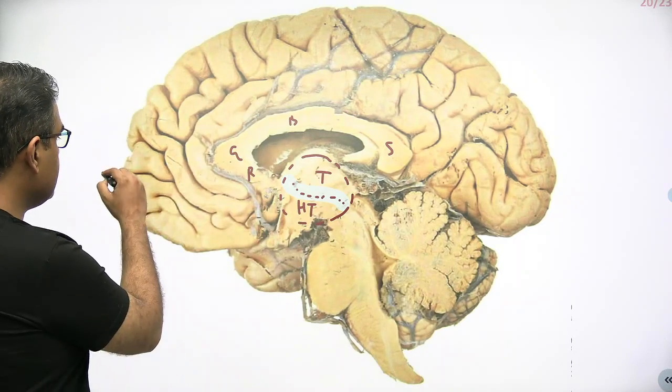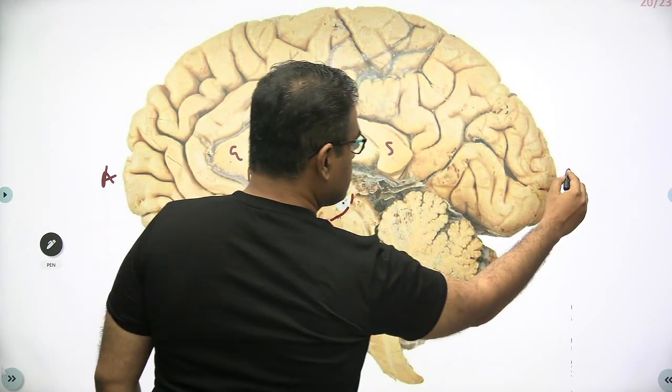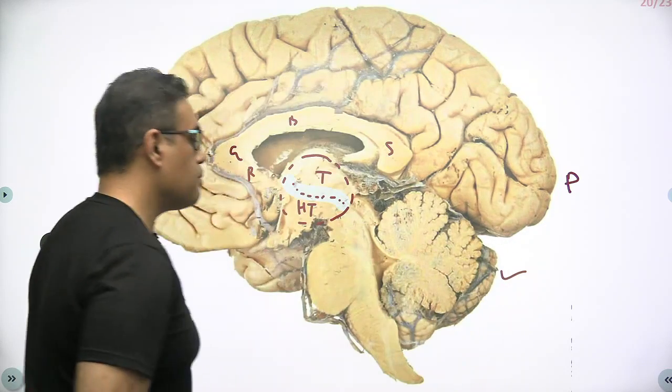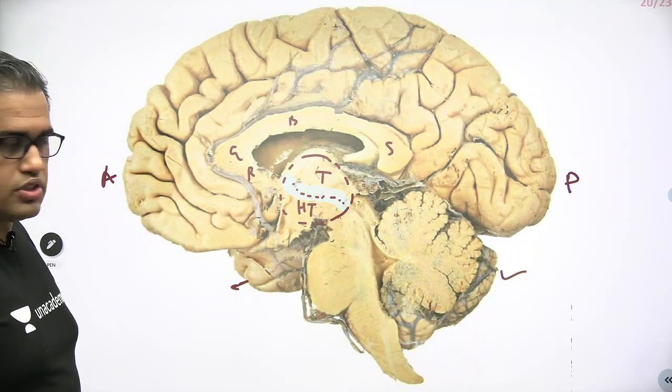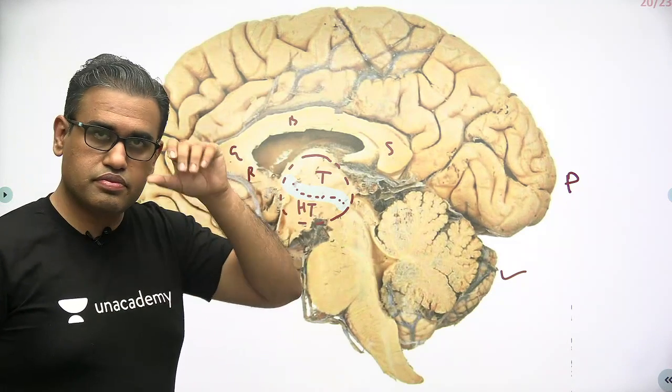Why? Anterior is this, posterior is this. Because you can see the cerebellum. Here we can also see the temporal pole anteriorly. So that is the anterior and posterior.